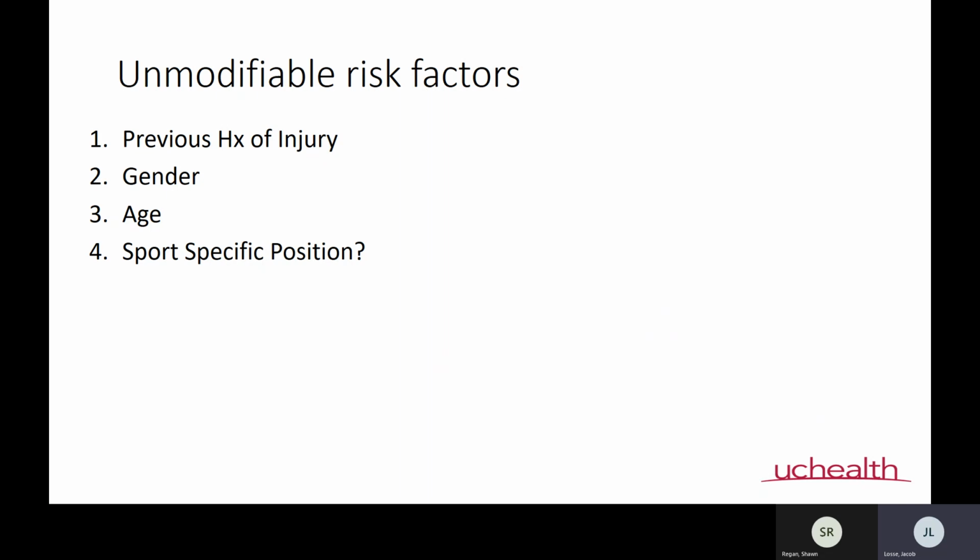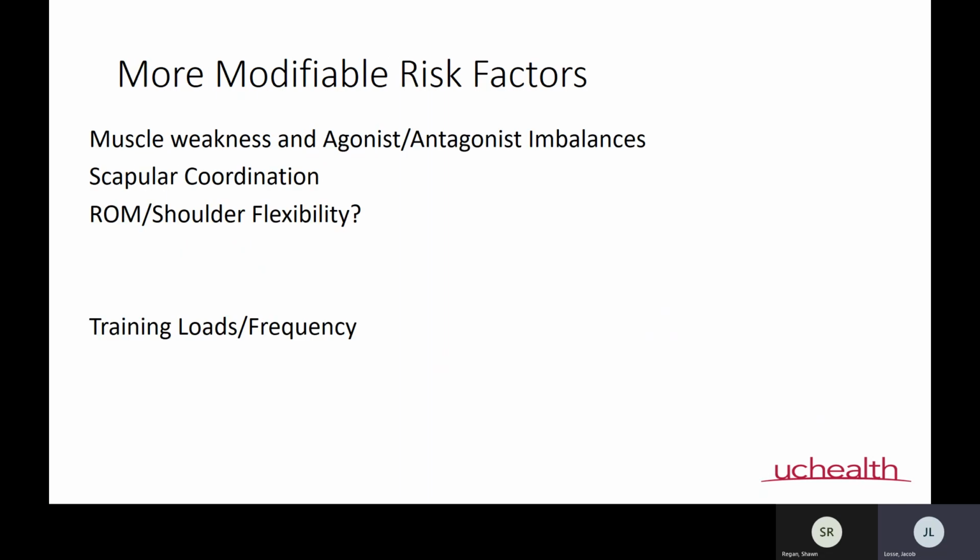And then lastly, we have that sport specific position. You know, we know that our pitchers are probably going to be much more likely to get injured than our outfielders. It's just different demands of the sport. They don't have to be throwing at 90 miles an hour in the outfield. With that said, that's not always going to be a modifiable risk factor for some of our patients. Some patients must be pitching because that's what they're best at. And so it's one of those things to consider as we're evaluating that athlete, but it may not always be a changeable thing.